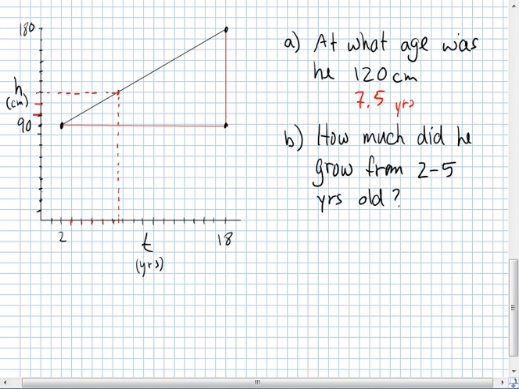Okay, and then how much did he grow from 2 to 5 years old? Well, let's have a look at that. Where's 5 years old? Right there, and we count up to the graph, and there's where he was at 5 years old. Again, we're estimating his height there, and it looks like it's going to be 100, let's say 108. I don't know. So from 90 to 108, he grew 18 centimeters between the age of 2 and 5 years old. So you can just use the graph you get from whatever data you get to find more information just by extrapolating, and that'll come up a lot.